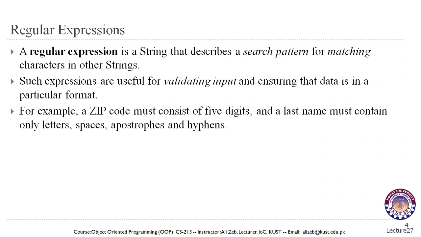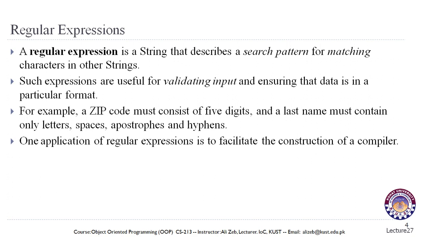For example, a zip code must consist of 5 digits. Here we are talking about the US zip code. Every country has their own zip code and their own pattern of the zip codes. And a last name must contain only letters, spaces, apostrophes, and hyphens. We do not usually allow numbers in our names.